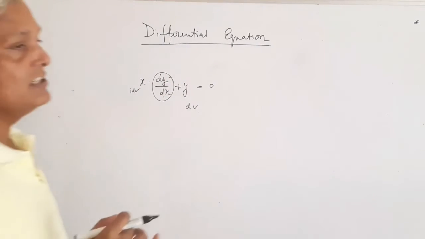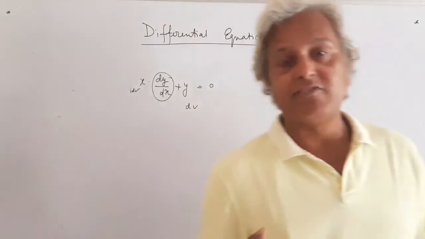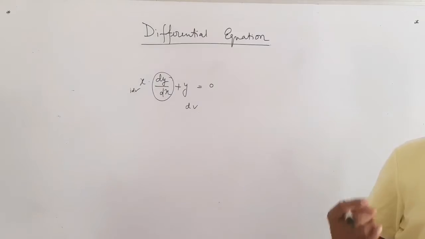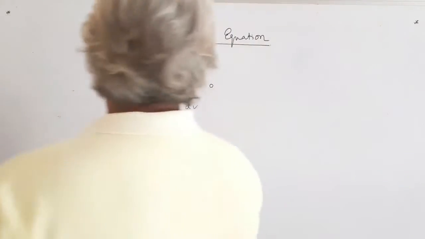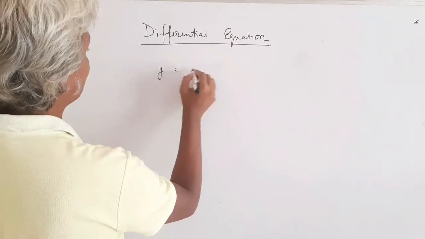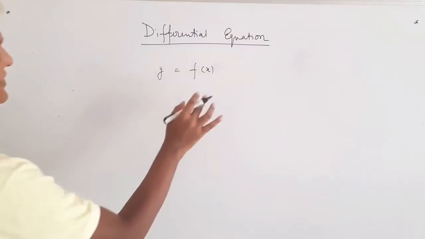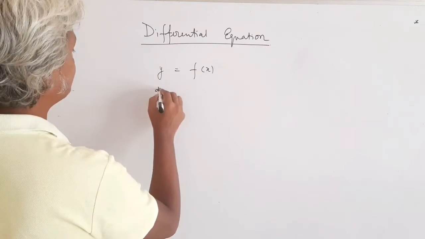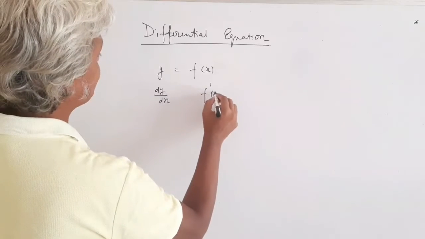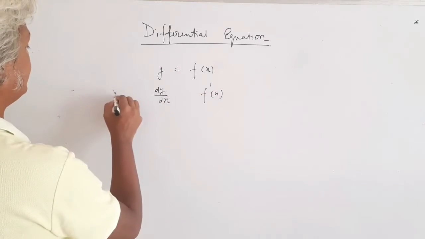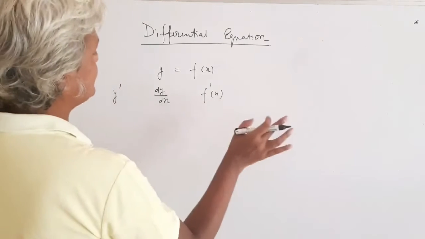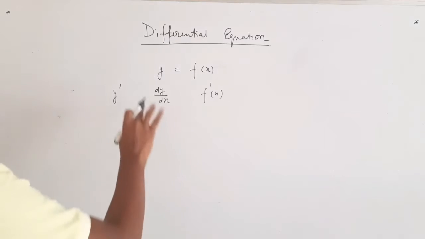Now two important terms come into play when you are dealing with a differential equation. These are called the order of the differential equation and the degree of the differential equation. In differentiation you have studied that if you have a function y equal to f(x) and you differentiate it once, then we say dy by dx, or this is represented as f dash x. Some authors prefer to write y prime or y dash. So all these three things are the same, and this is called the first order derivative.